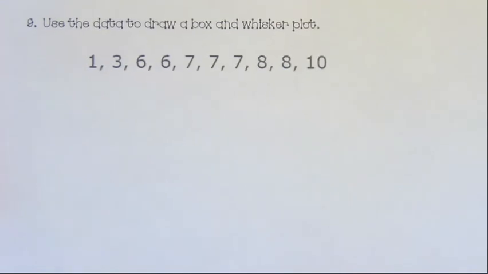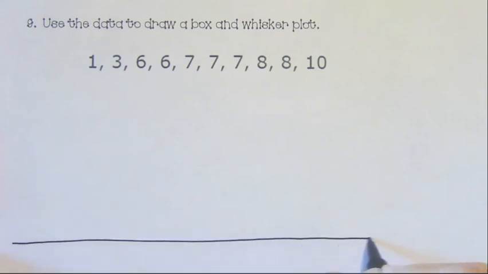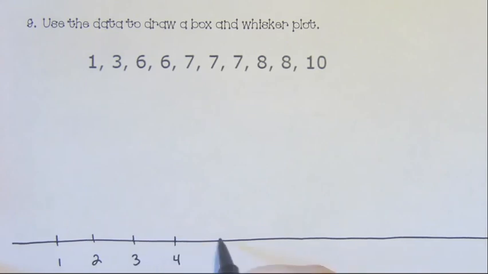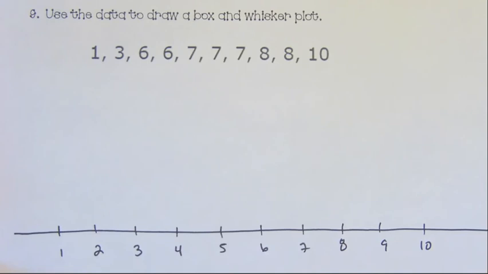First thing you want to do when you make a box and whisker plot is make a number line. So I'm going to make a number line here. And I need to at least include the smallest and the biggest numbers. So I need to at least have a 1 all the way up to a 10. Since there's not many, I'm just going to count by ones. 6, 7, 8, 9, 10. So again, I'm just doing this one by hand. The next one I'll show you with technology.